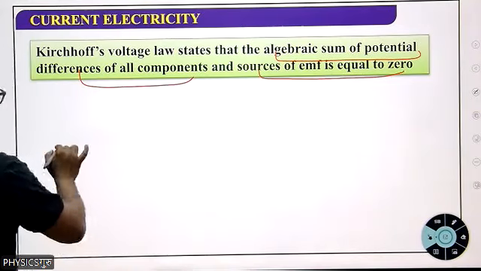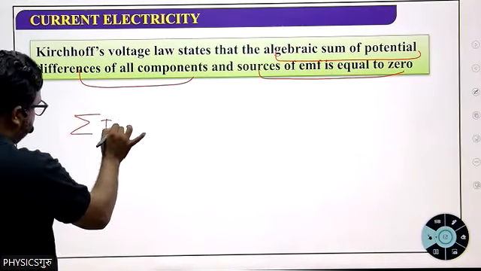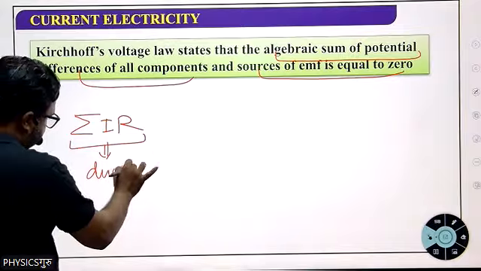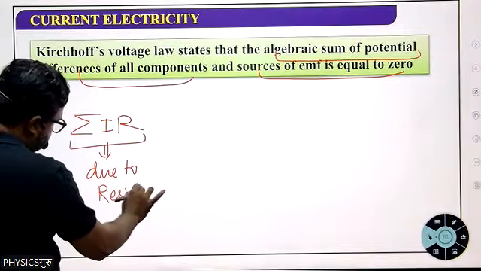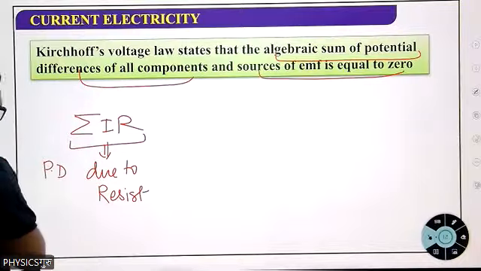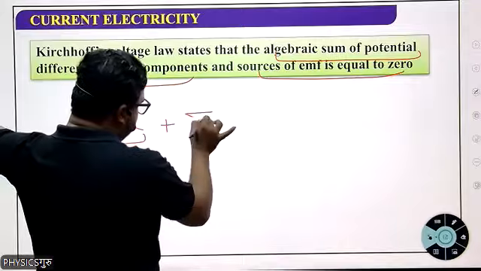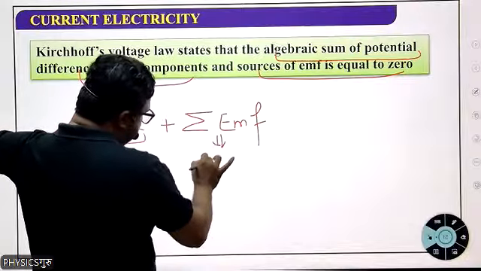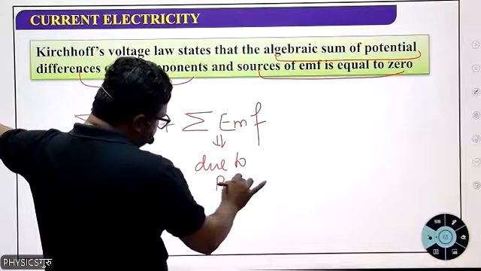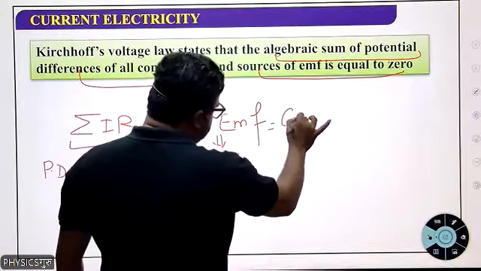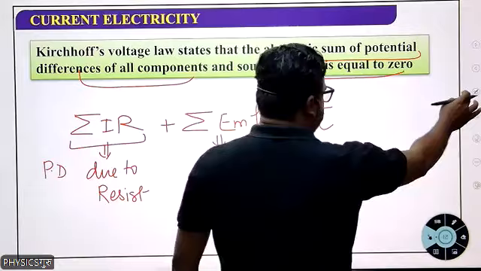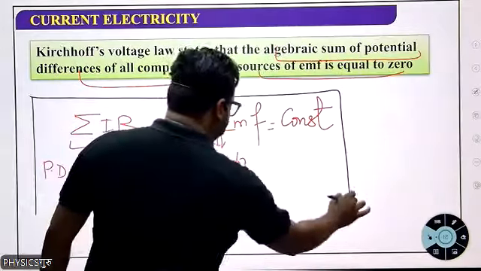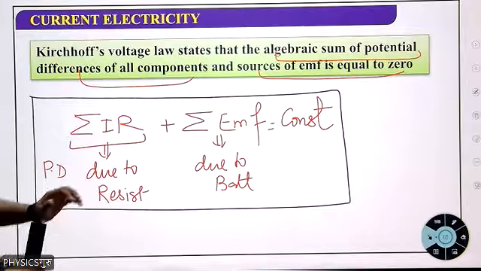I repeat, summation of potential difference due to components. That means we are talking about potential difference due to resistance, plus summation of EMF, electromotive force due to battery, is always constant. I repeat, summation of potential difference due to resistance and EMF due to battery is always constant. So this is nothing but Kirchhoff voltage law.